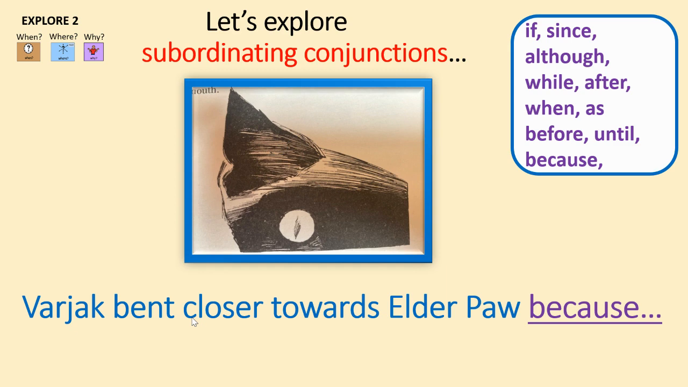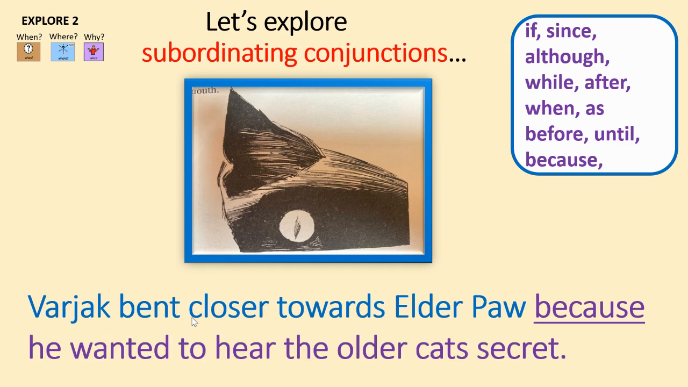I've got, Varjak bent closer towards elder Paul because. Why did Varjak bend closer towards elder Paul? I want you to tell me why he did. Why might he have bent closer towards elder Paul? Well, let's have a look at this one together. Varjak bent closer towards elder Paul because he wanted to hear the older cat's secret. And that should be apostrophe S in cat's there. I've just noticed my punctuation error. Varjak bent closer towards elder Paul because he wanted to hear the older cat's secret. Okay, that was my sentence for that picture.